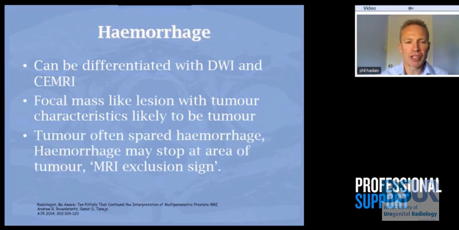The other interesting thing is tumour is often spared hemorrhage. So when you've got hemorrhage, the hemorrhage expands through the tissue and then it stops when you get to the tumour. This is called the MRI exclusion sign in this paper. That's quite a useful thing.